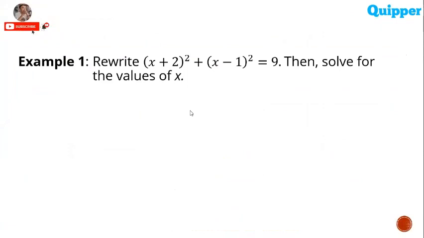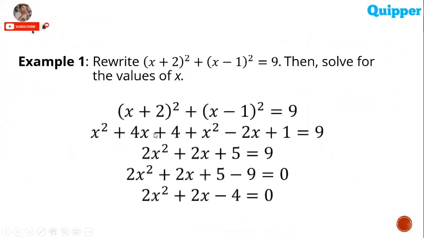Let's have the first example. We have the quantity of x plus 2 squared plus the quantity of x minus 1 squared equals 9. Then solve for the values of x. Just like the example I presented a while ago, we need to solve for the square of a binomial first, and then we need to simplify for us to have the standard form of a quadratic equation.